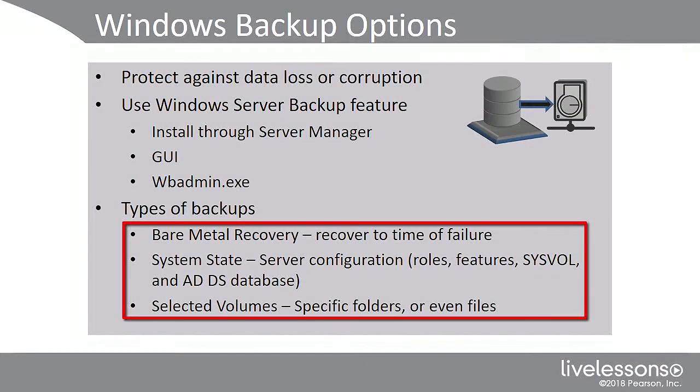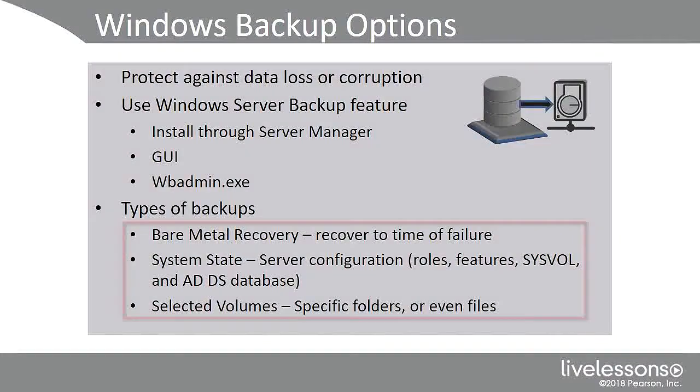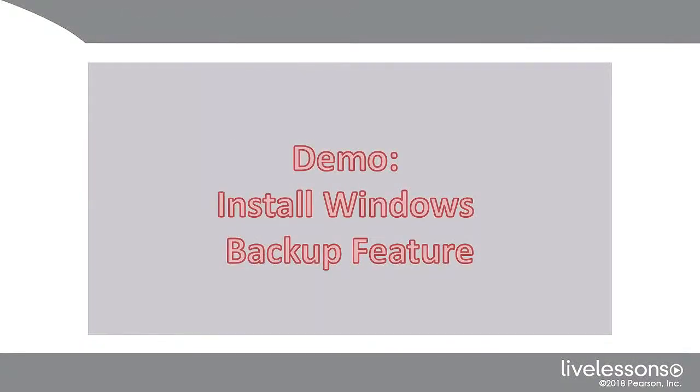System state, which includes all of the configuration information, the roles, the features, sysvol, as well as the Active Directory Services database, or we can use this for specific volumes and specify what folders or even down to the file level that we want to back up. Again, we can't use this unless we've installed it. Let's go ahead and do that together.